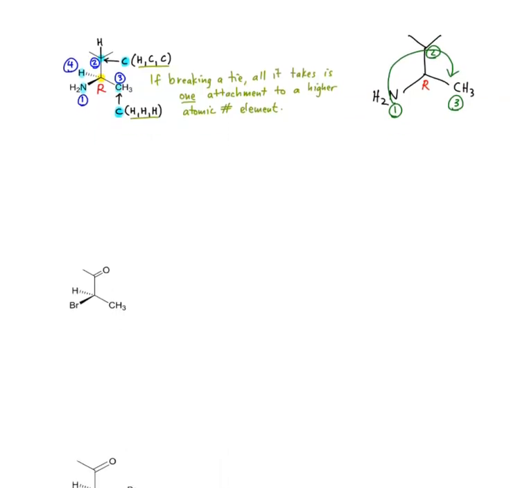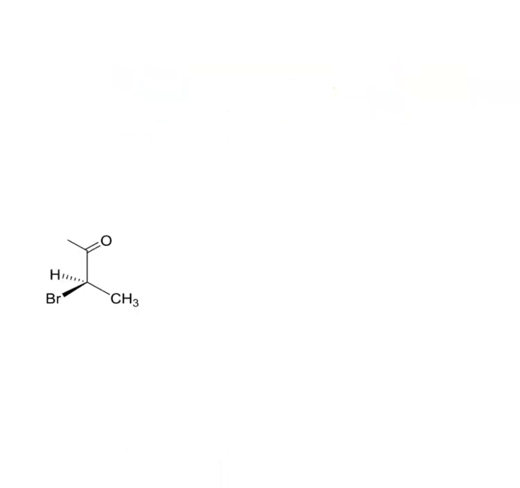Let's do another one. Here's our asymmetric carbon. So assigning priorities, we can say right away that bromine, which has the highest atomic number, is priority 1. Hydrogen, which has the lowest atomic number, is priority 4.